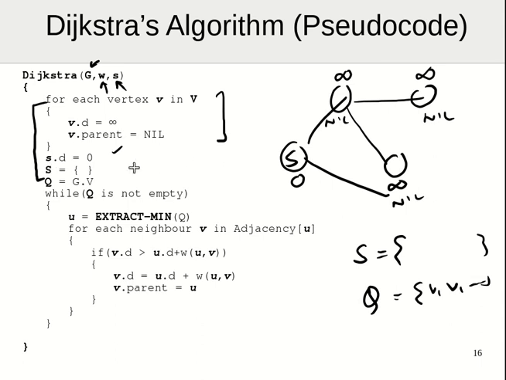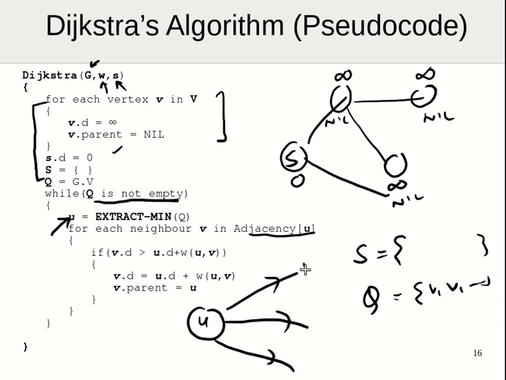Now I'll repeat something until my queue is not empty. If queue is empty, I'll stop. So this is the while loop. First thing what I'll do is I'll extract the minimum from the priority queue. So let's say U is the minimum. And for all the neighbors V of adjacency of U, I'll find all the neighbors of U. Let's say the neighbor is called V. For all the neighbors, I'll see if I can update the distance.